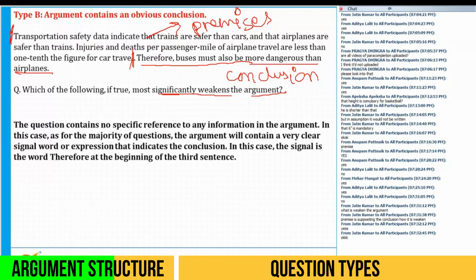Okay. So when they ask you to weaken the argument, they're asking you to find flaws in the conclusion. And what can you say that will bring out a flaw in the conclusion? That is going to be in the options. So in this particular case, as in the majority of questions, the argument will contain a very clear signal word or expression which will indicate the conclusion. It will tell you what the conclusion is. Over here, it's very obvious that this last statement is the conclusion, and we have to prove that this conclusion is wrong. How will we prove it wrong? That will be in the options. We will have to read each option individually and see whether it is proving the conclusion wrong or not.